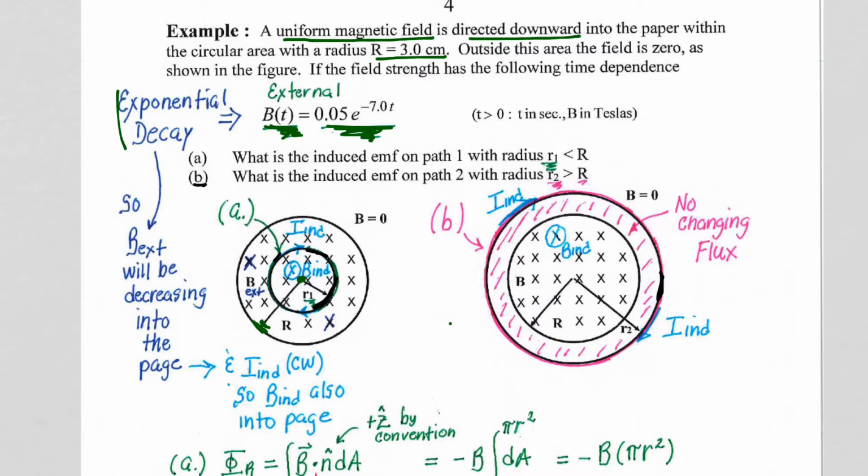So the B field is going into the paper, and let's put numbers to it. It's going from 10 to 9 to 8 into the paper. So as you can see here, to fight that effect, nature is going to want to create a B induced into the paper to keep it from going from 10 to 9 into the paper. So that means I induced is going to be clockwise. E induced will also be clockwise.